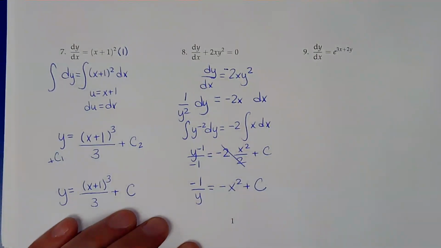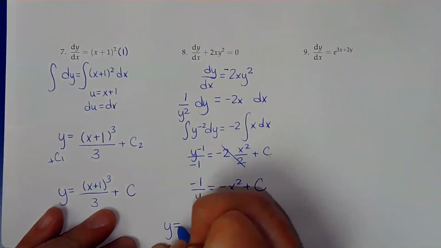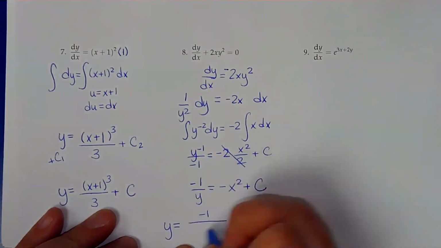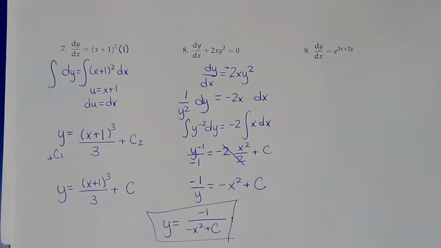And I could leave it there. This one's not too bad to solve for y, so I'll go ahead and do that. It gives me y is negative 1 over (negative x squared plus C). So there is a solution there for number 8.